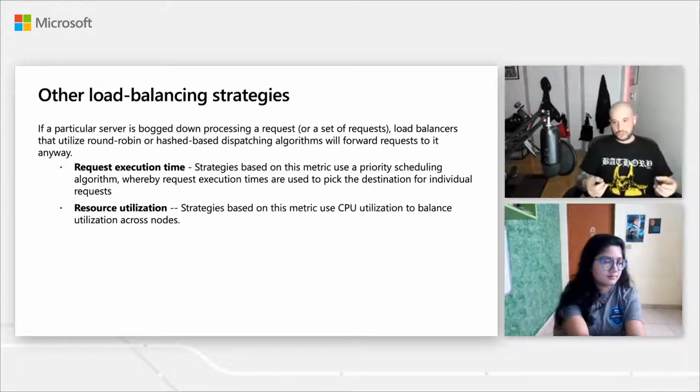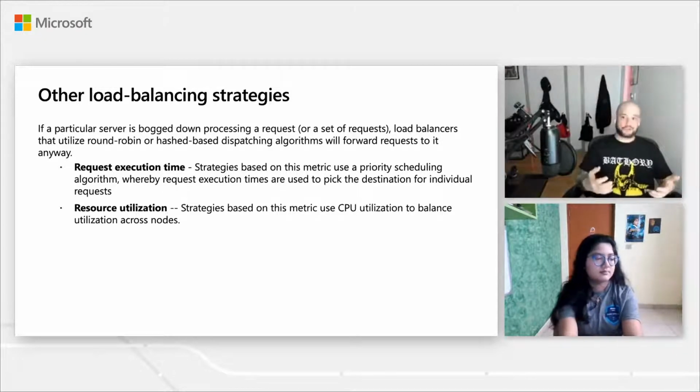Resource utilization. That uses strategies based on metrics like CPU utilization to balance across nodes. The load balancer maintains an ordered list of resources based on their utilization and directs each request it receives to the resource experiencing the least load.